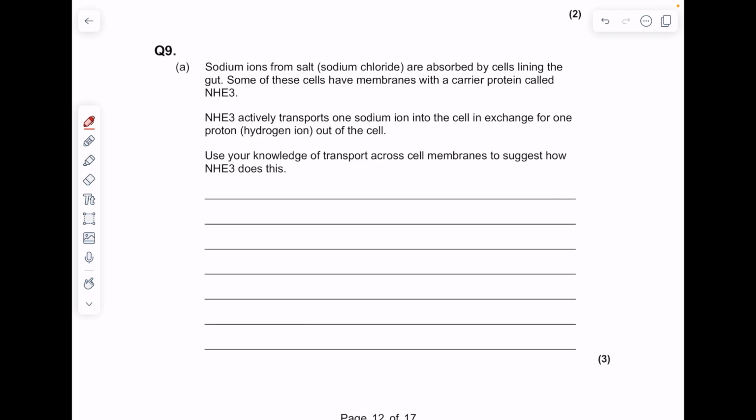Sodium ions from salt, sodium chloride, are absorbed by cells lining the gut. Some of these cell membranes have a carrier protein called NHE3. NHE3 actively transports one sodium ion into the cell in exchange for one hydrogen ion out of the cell. Use your knowledge of transport across cell membranes to suggest how NHE3 does this.